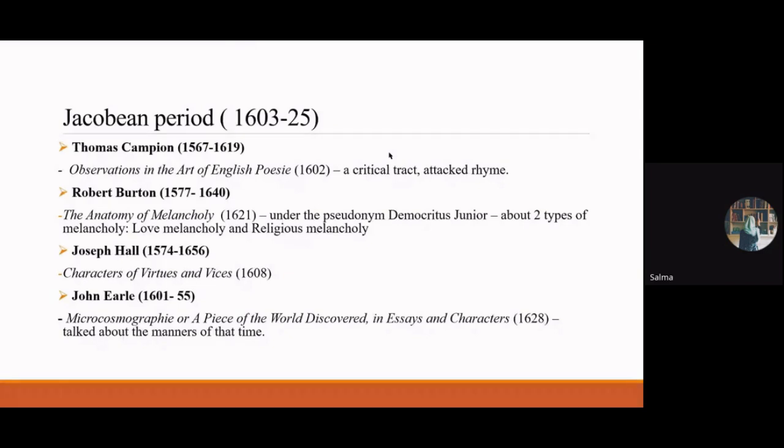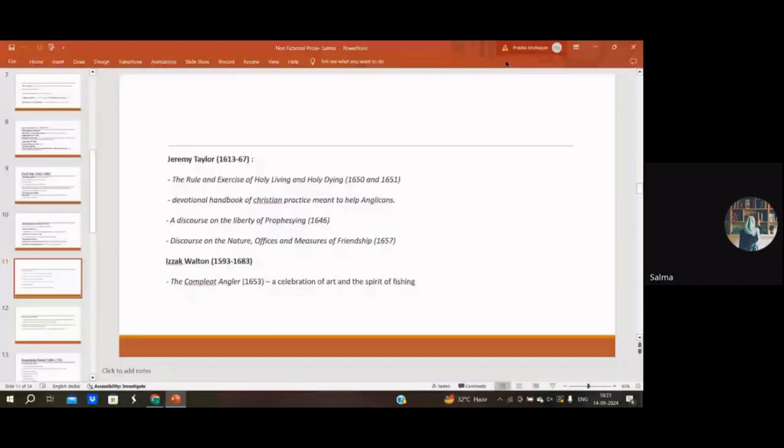Okay, moving to the next person, Joseph Hall, and his work is Characters of Virtues and Vices. He talked about sin and those things. Moving to John Earle, he has written this work, Microcosmography, or A Piece of the World Discovered in Essays and Characters, where he talked about the manners of the time. Okay, that is prose in the Jacobean period. Then moving to the next slide.